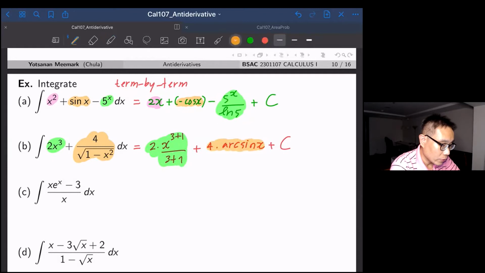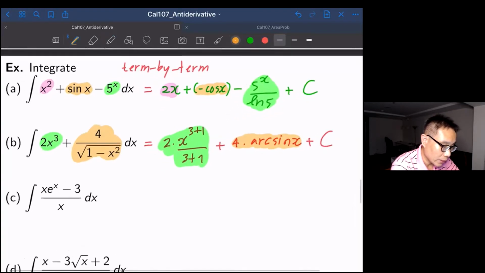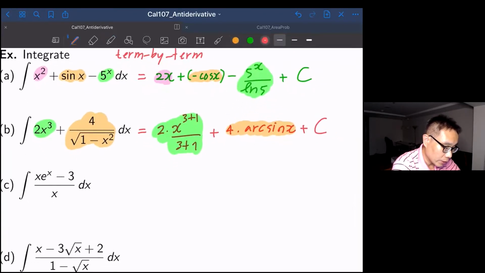Okay, so this one, if you write this one in a simpler form, you're going to see that you'll be able to get rid of 2, so it's going to be 2 and 2, so it's going to be x to the 4th over 2 plus 4 arc sine x plus c. Okay.